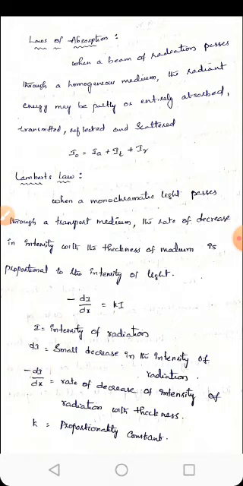That is given by the mathematical expression minus dI by dx equals kI, where I is the intensity of radiation, dI is the small decrease in intensity of radiation, minus dI by dx is the rate of decrease of intensity of radiation with the thickness, and k is the proportionality constant.